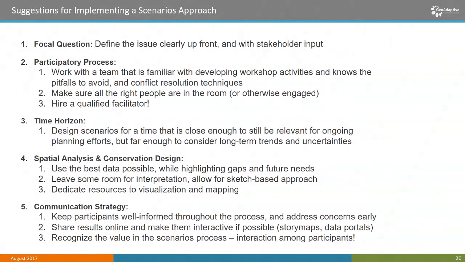And finally, just recognizing the value in the scenarios process. Really, the interaction among the participants was one of the things that people loved the most in the Alaska workshops. They met a lot of people they wouldn't normally have talked to. They were able to identify other studies that they weren't aware of and find potential ways to collaborate in the future. So that was a really big benefit of that.